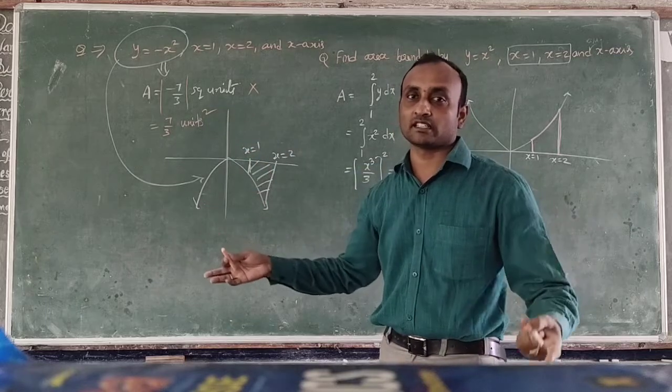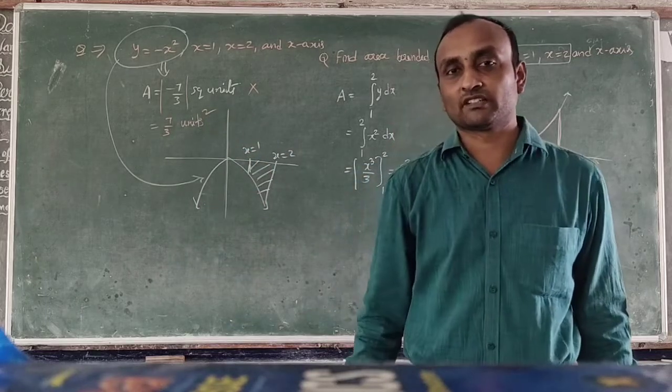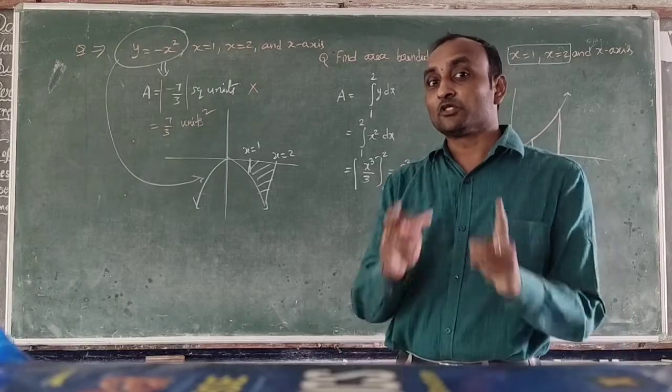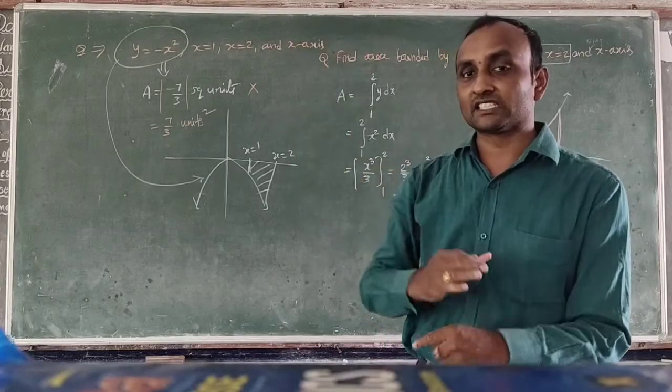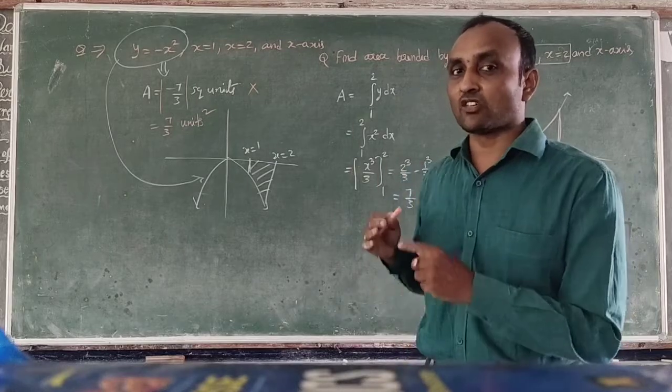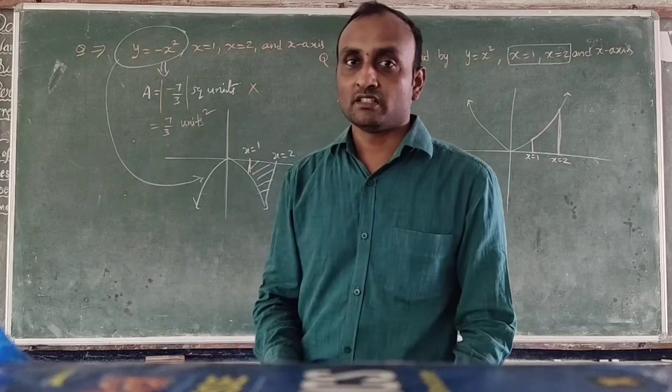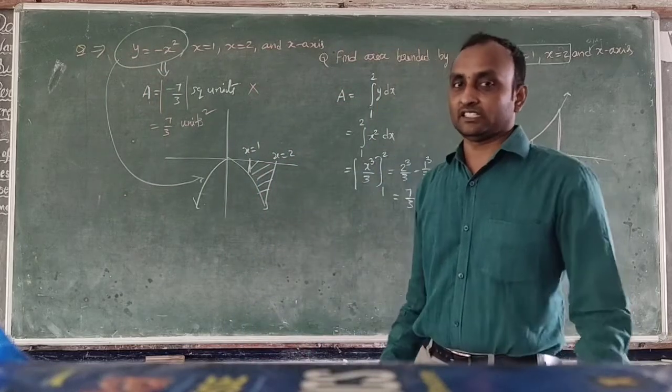If they don't ask to sketch the graph, that time you may get the answer negative without drawing the diagram. That time you check your process once again, whether everything is correct or not. If everything is correct and the answer got negative, it means you put modulus from the starting in all the steps. Then the answer will be correct.